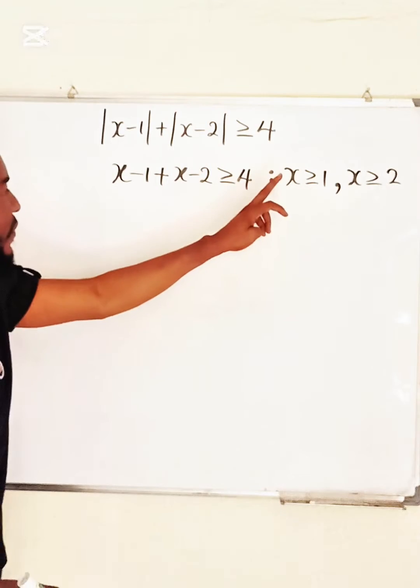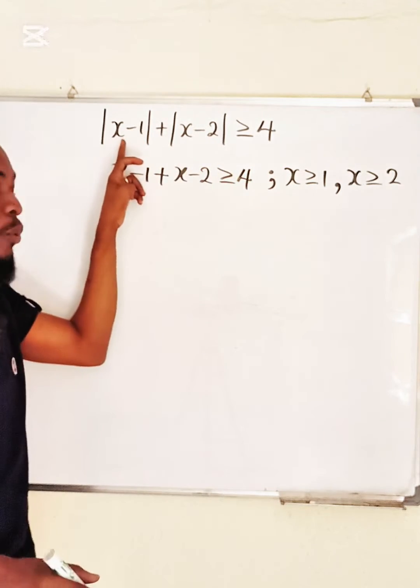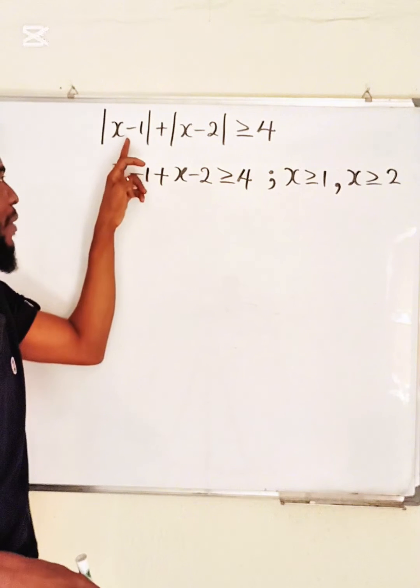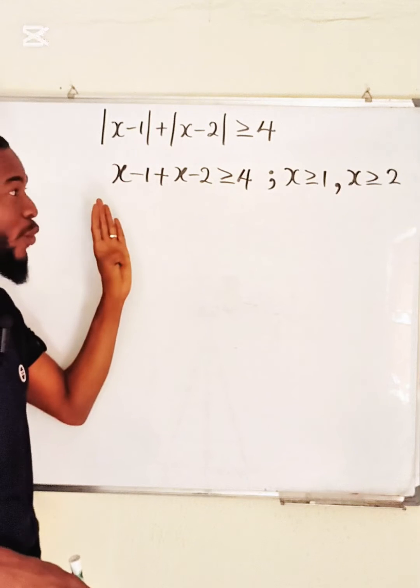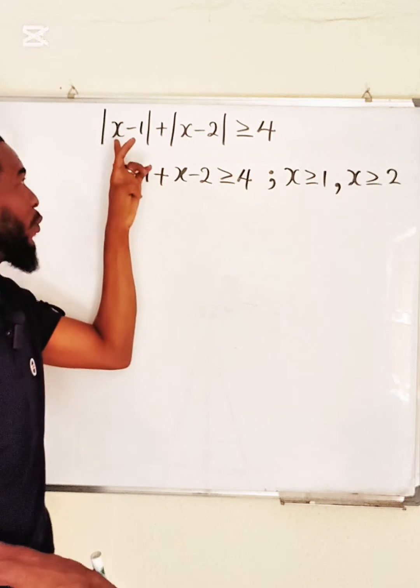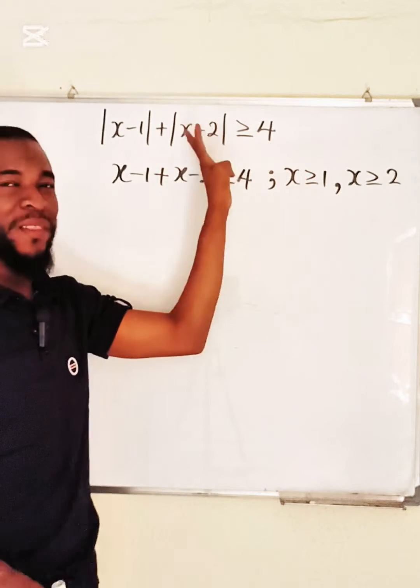Because it is only if x is 1 or any other number greater than 1 that you will get a positive number here. Take for instance, 1 minus 1 is 0. If x is 2, 2 minus 1 is 1, which is positive. So all values greater than or equal to 1 will make this positive, and x greater than or equal to 2 will make this positive.